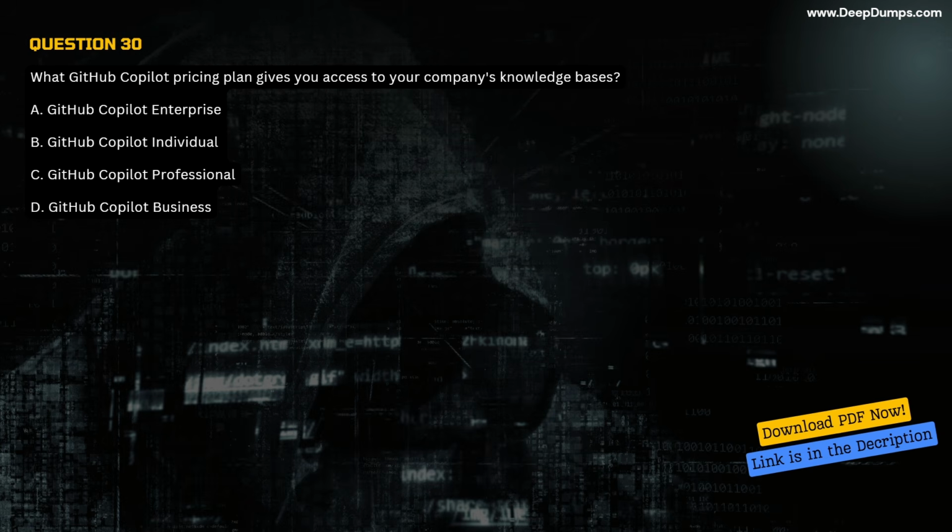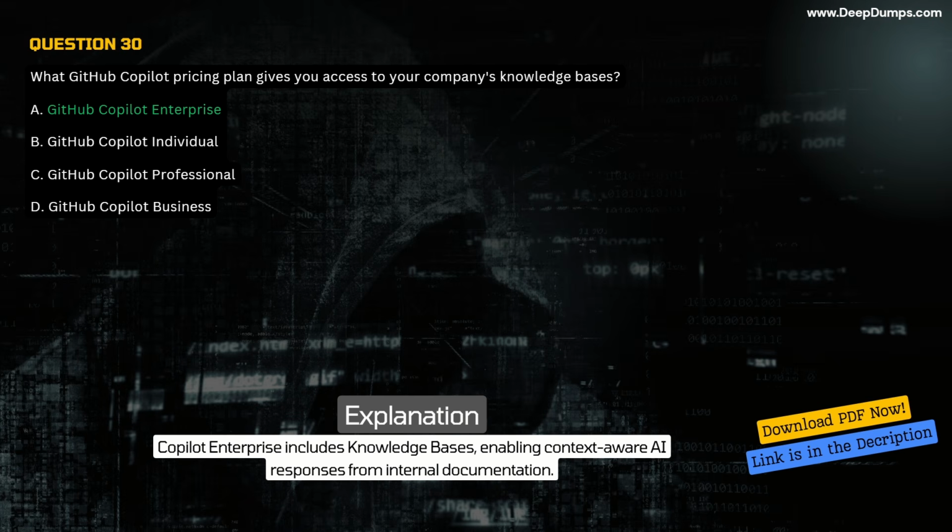Question 30. What GitHub Copilot pricing plan gives you access to your company's knowledge bases? A. GitHub Copilot Enterprise. B. GitHub Copilot Individual. C. GitHub Copilot Professional. D. GitHub Copilot Business. Correct answer A. GitHub Copilot Enterprise. Explanation. Copilot Enterprise includes knowledge bases, enabling context-aware AI responses from internal documentation.